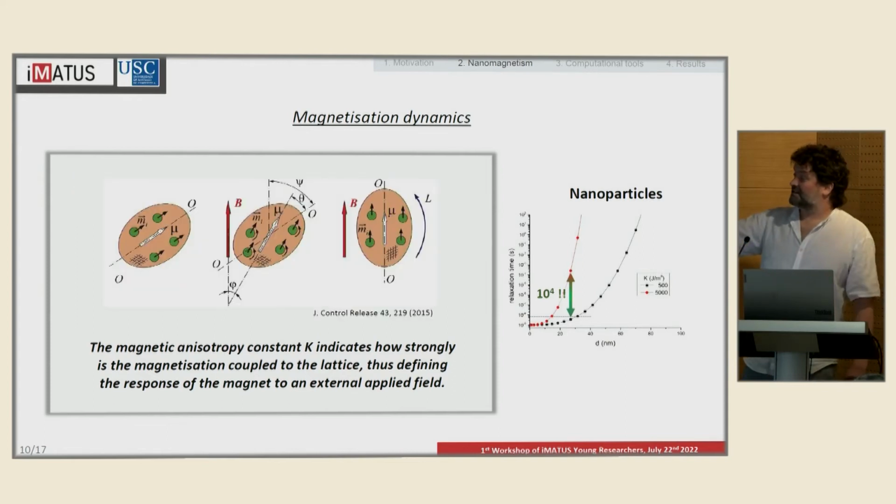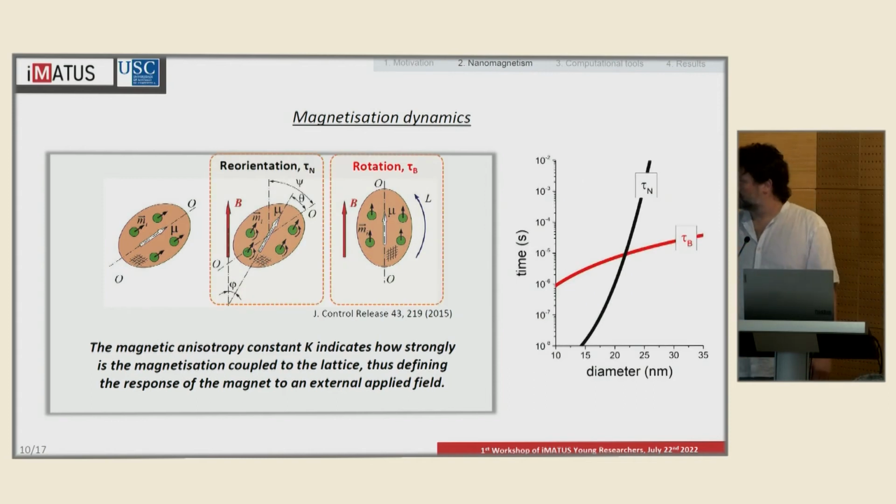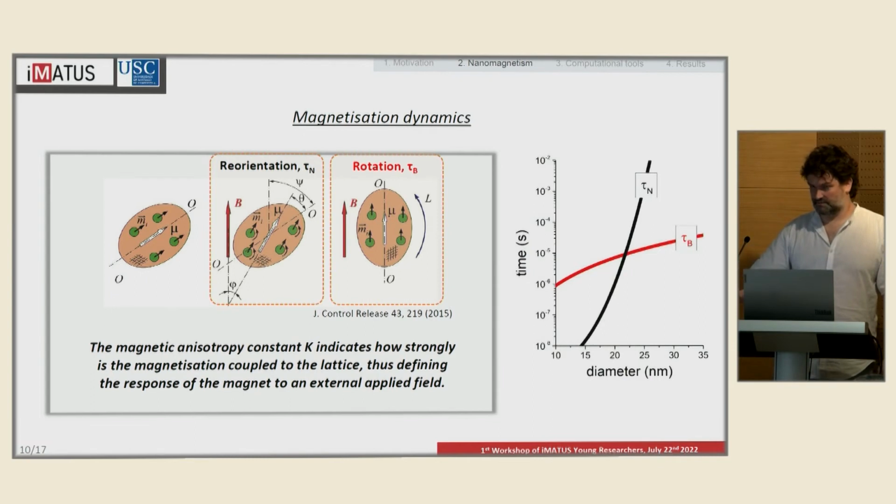If you are thinking of a magnetic nanoparticle and you apply a field, the magnetic moment will try to follow the field. Depending on how strongly the magnetization is coupled to the lattice, there will be a physical reorientation or not. If we are applying an AC field, it may happen that we reverse the field before there is physical reorientation. So we need to take into account the time scales for relaxation and for rotation of the particles.